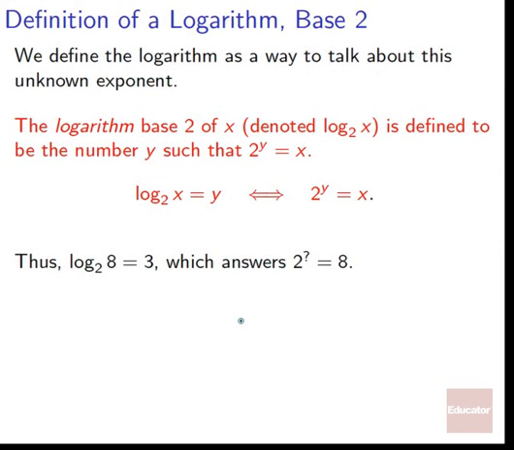We define the logarithm as a way to talk about this unknown exponent. The logarithm base 2 of x, denoted log 2 x, with this little 2 as a subscript right here, so log base 2 of x, is defined to be the number y such that 2 to the y equals x. So when we see log sub 2 of x equals y, then we know that that would be 2 to the y equals x. So in other words, we're trying to figure out what value, if raised to this base here, would become the number that we took the logarithm of.